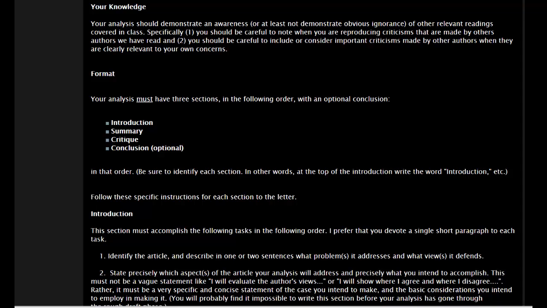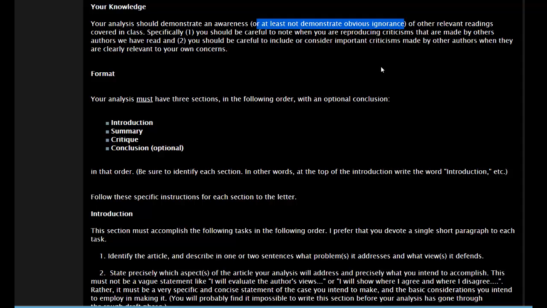The other thing to be aware of is that these analyses are partly an opportunity for you to demonstrate that you've been paying attention in class. And so you really should use them to demonstrate an awareness of other relevant readings. If you don't do that, at least do not demonstrate obvious ignorance of the other relevant readings.